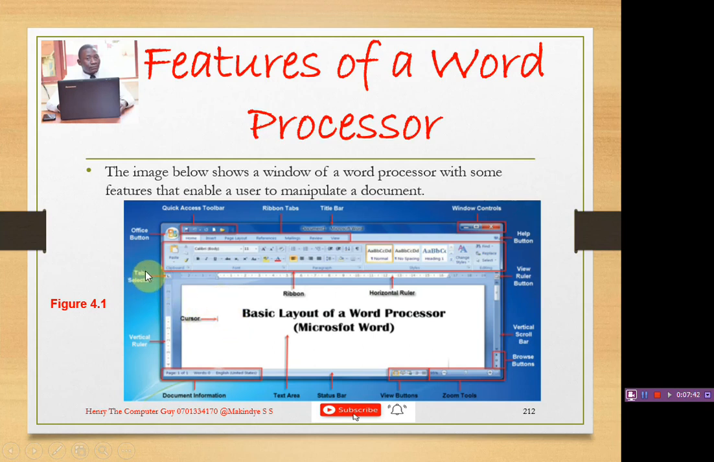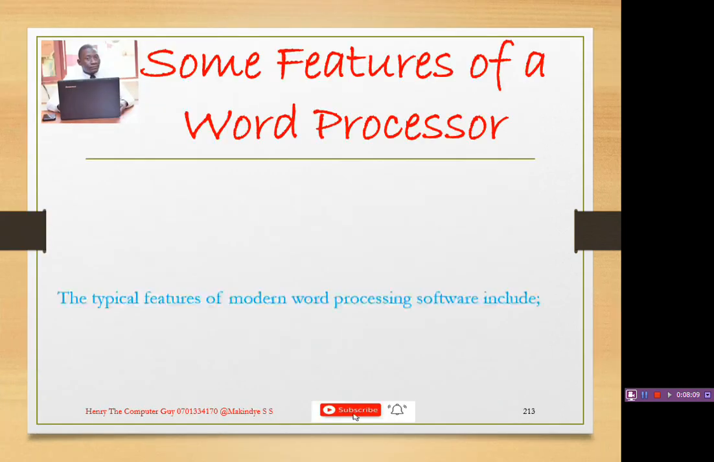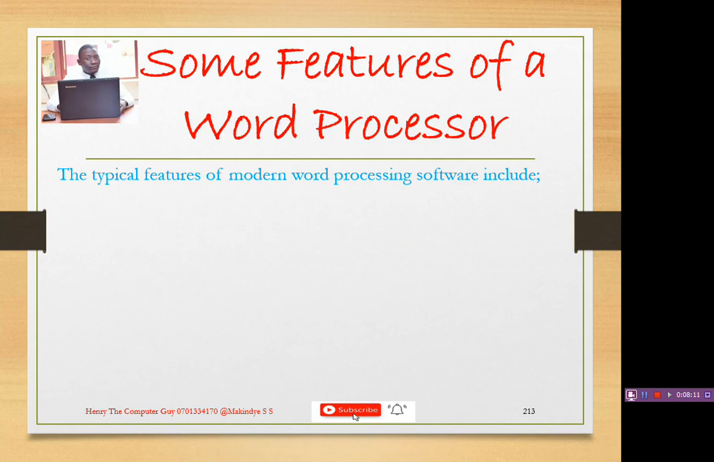Then we have what we call the tab selector, and at times this one is called the tab indicator, and it's that button to the left of the ruler that provides the user with a variety of tab mark options. So this is actually what I've tried to explain on this window. Let's continue and look at some of the features we can talk about a little.